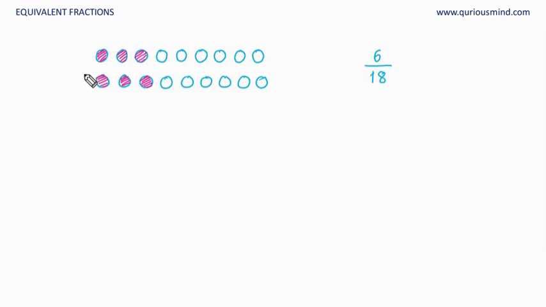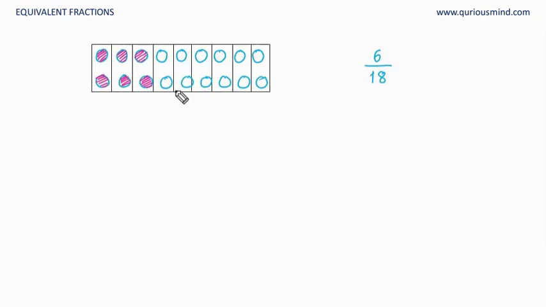Now let's assume that I make groups of 2. I don't count the marbles individually, but I count them as groups of 2. So if you see how many groups of 2 I have: 1, 2, 3, 4, 5, 6, 7, 8, 9. 9 groups. Total groups are 9. So my denominator is going to be 9. And how many groups of 2 I have given to my friend? 1, 2, 3. I have given 3 upon 9.